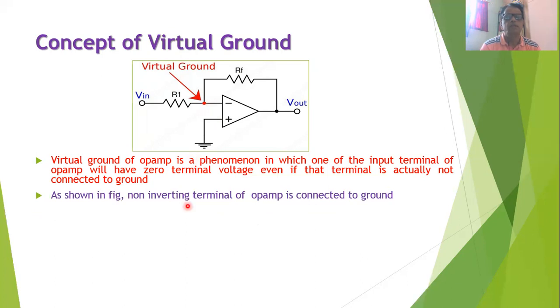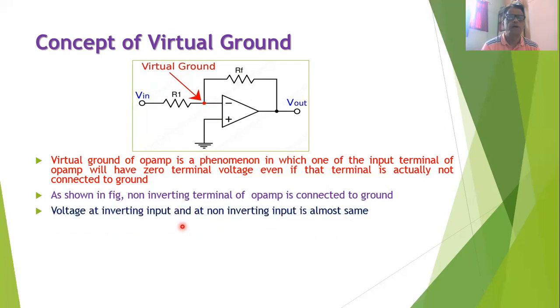As we observe in this diagram, the non-inverting terminal of the operational amplifier is connected to the ground. And we know that in case of an operational amplifier, the voltage at the inverting input and the voltage at the non-inverting input are almost the same. We know that the input impedance of the operational amplifier is very, very high, and therefore these two voltages are almost the same.